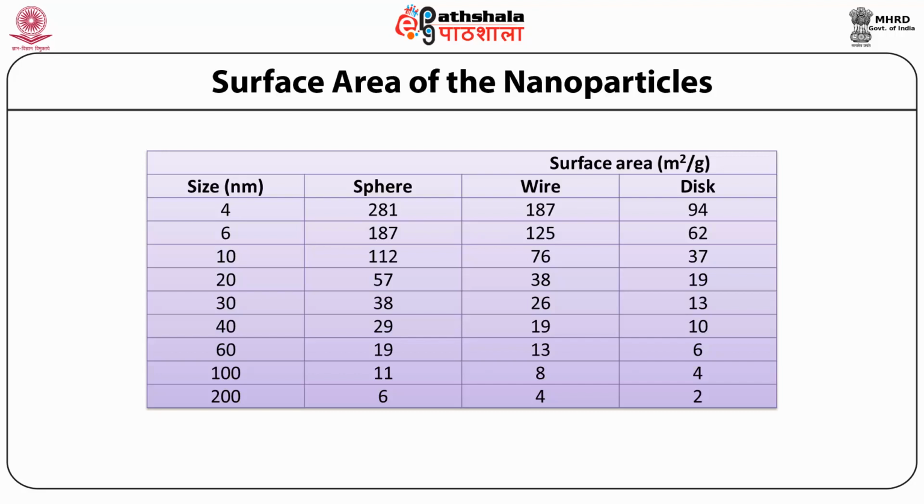If we take the size of 4 nanometer, the sphere is 281, surface area of wire is 187 and disc is 94. So this way we can calculate how the specific surface area increases as the size becomes smaller in case of these materials. The specific surface areas for the smallest structures listed in the table correspond to the quantum dots, quantum wire and quantum well, as discussed in other module. The specific surface areas are within the range typical of a commercial catalyst.